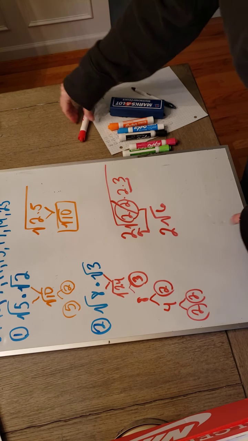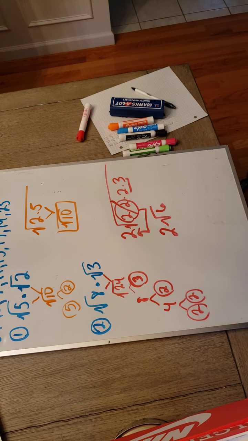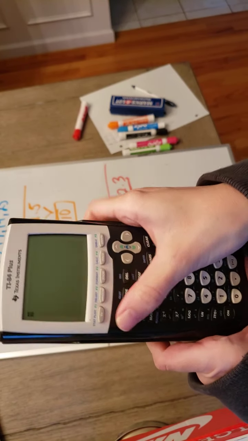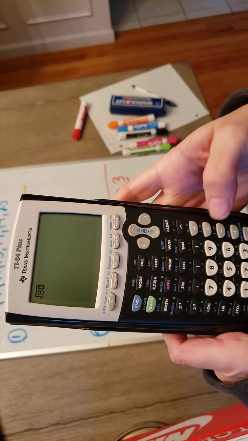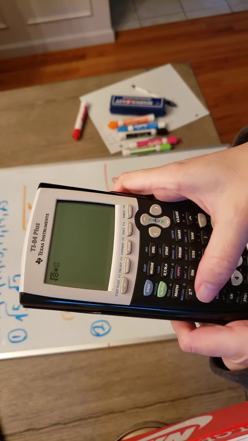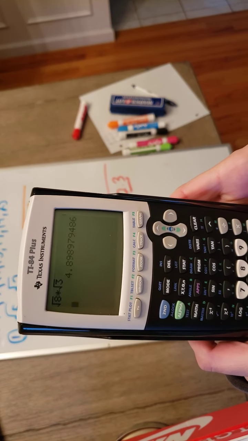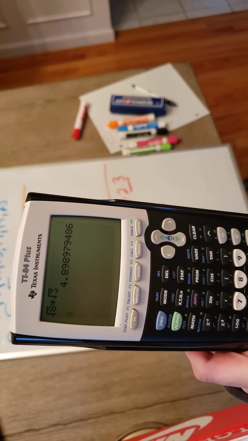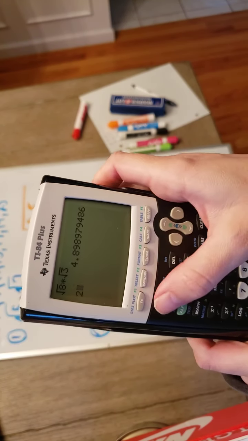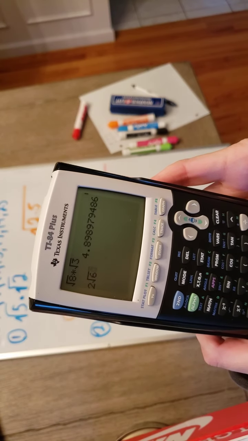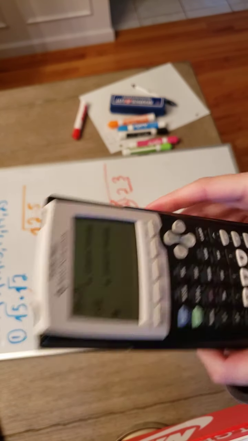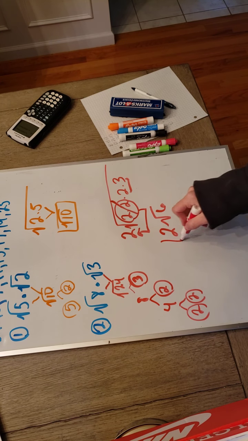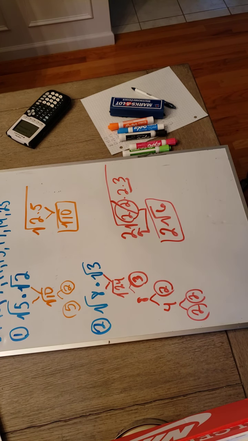Now you can check these just like you checked the other day. If you put in root 8 times root 3, you get 4.89, a long number. If you do 2 root 6, your final answer, you should get the same thing. And I forgot to box my final answer, but that was my final answer.